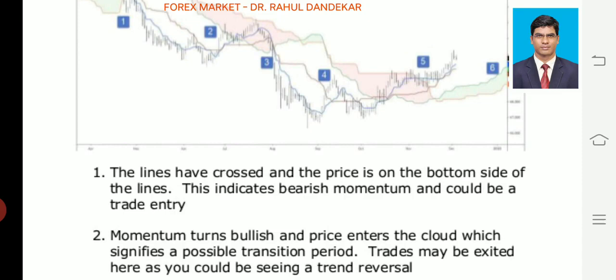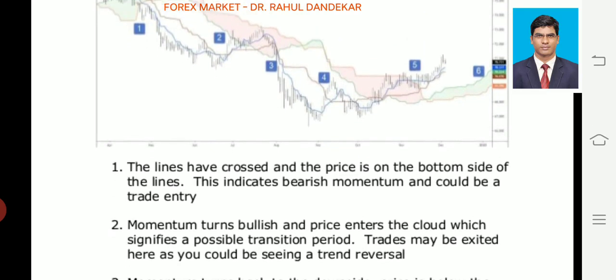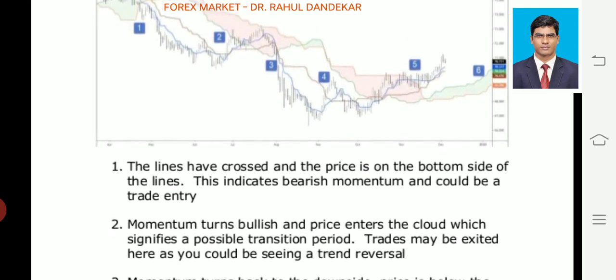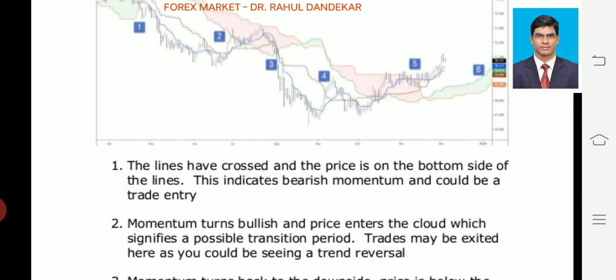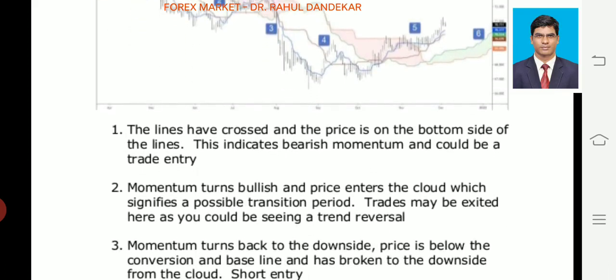2. Momentum turns bullish and price enters the cloud, which signifies a possible transition period. Trades may be exited here as you could be seeing a trend reversal. 3. Momentum turns back to the downside. Price is below the conversion and baseline and has broken to the downside from the cloud. Short entry.